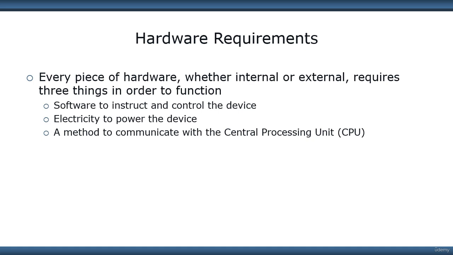So every piece of hardware requires a particular three things in order to function. This doesn't matter if it's inside the computer or outside. So when we say external, we're talking about anything peripheral outside of the computers: keyboards, mice, speakers, microphones, USB hubs, fill in the blank, okay? Anything that plugs into the computer. It wasn't normally there, but regardless, you need three things.